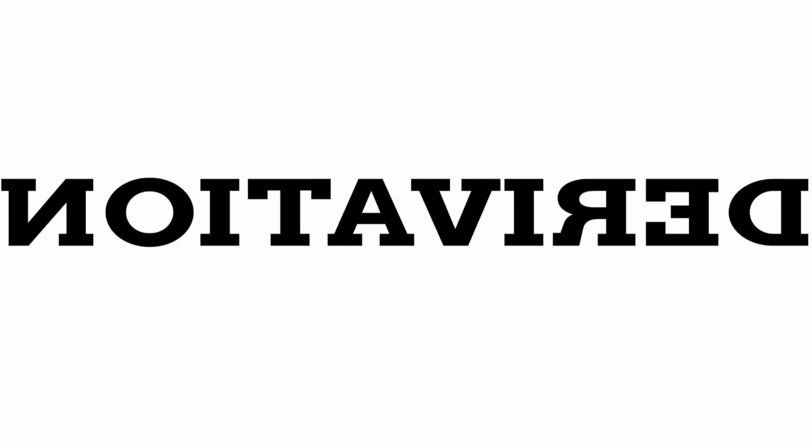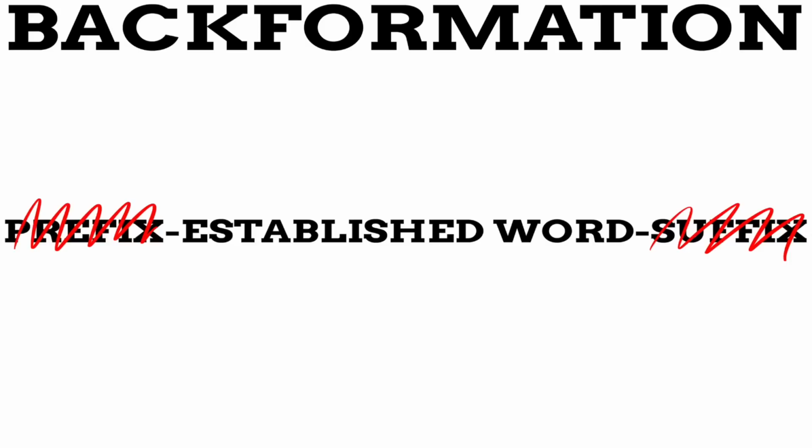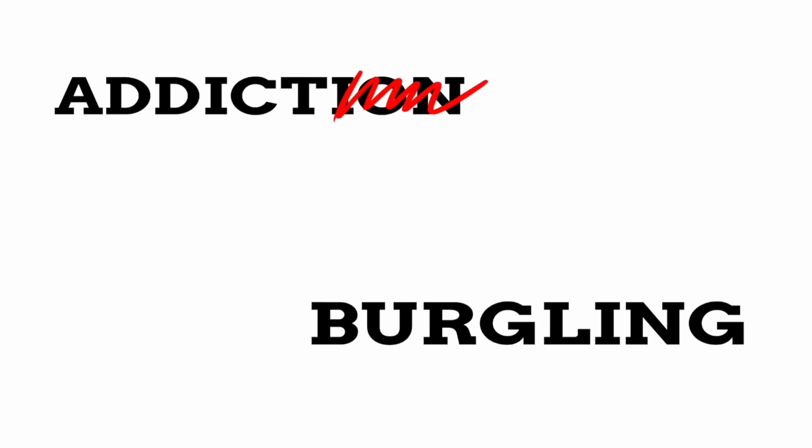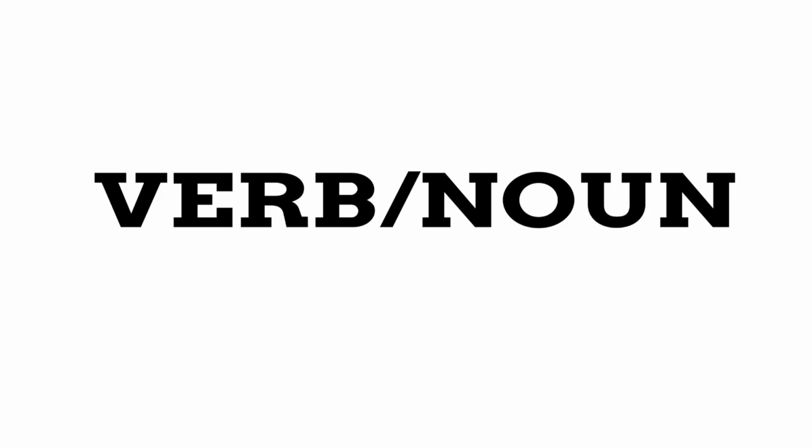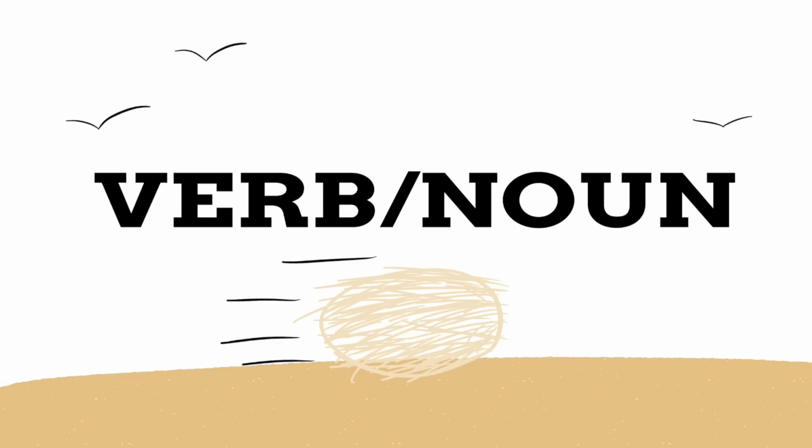Okay, moving on. Derivation can also be kind of done the other way around with back formation, taking away prefixes and suffixes from words that sort of had them initially. So addiction becomes addict, burgling becomes burgle, and so on. These tend to not change the word class like derivation, but I couldn't think of anywhere else to talk about these in the video.